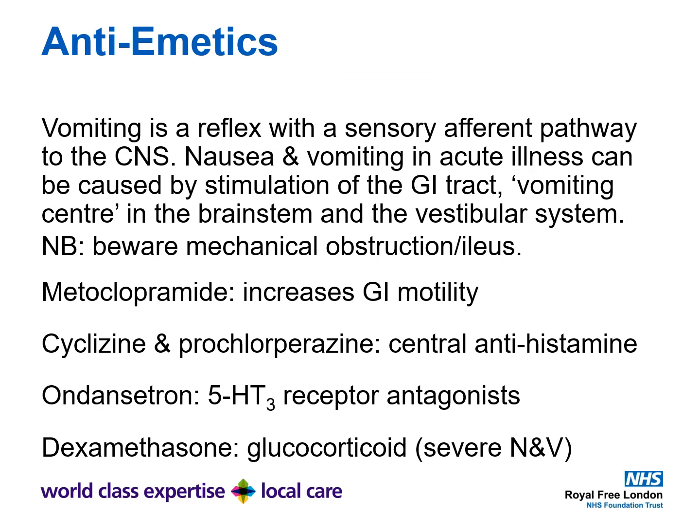So, antiemetics. One of the common problems with opioids or any strong analgesics is the risk of vomiting. And vomiting is a reflex with a sensory afferent pathway to the central nervous system. Nausea and vomiting in acute illness can be caused by stimulation of the GI tract, the vomiting center in the brainstem and the vestibular system.